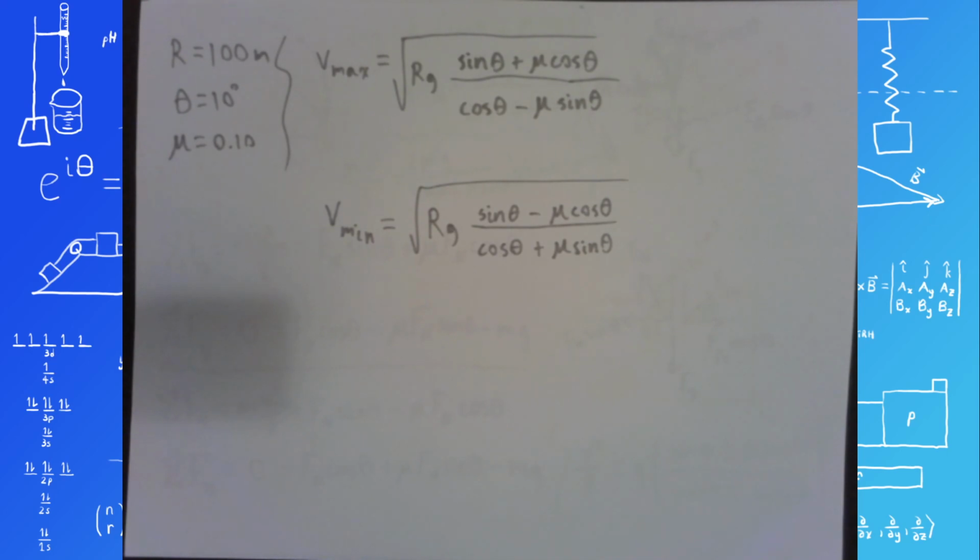Anyway, plugging in numbers, let me go ahead and bring out my calculator. So square root of 100 times 9.8 times fraction button. I've got sine of 10 degrees. Is my calculator in degree mode? Yes, it is.